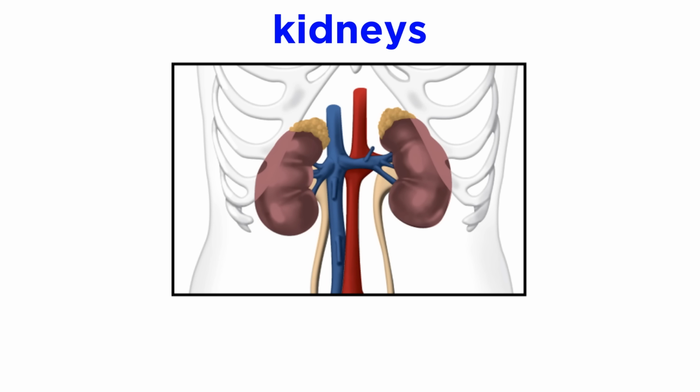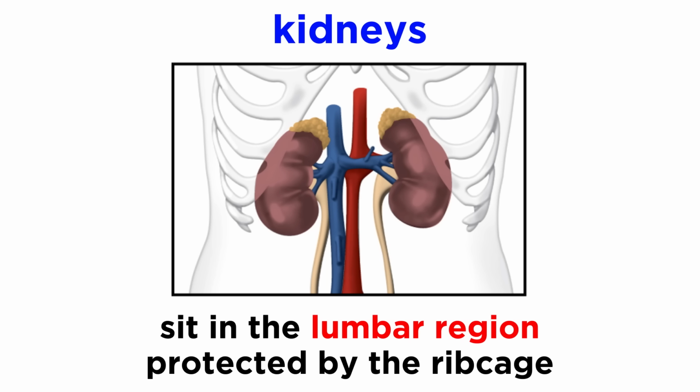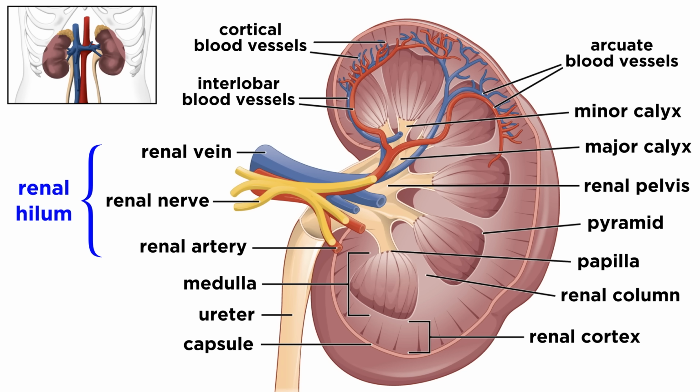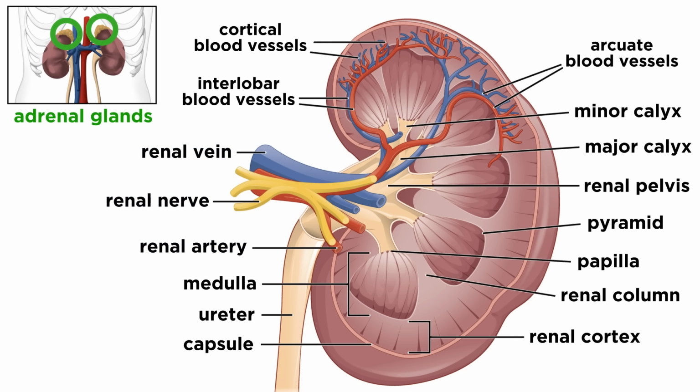We all have two bean-shaped kidneys, and they sit in the lumbar region, receiving some protection from the rib cage. Each has a vertical cleft called the renal hilum that leads to a renal sinus within the kidney. It is in here that a ureter adjoins, along with blood vessels, lymphatic vessels, and nerves. On top of each kidney, we can find an adrenal gland, though its function is not directly related.